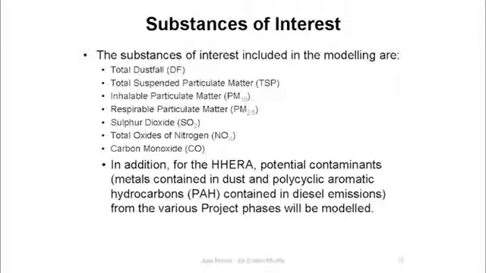The substances of interest to be included in the assessment include total dust fall and several types of particulate matter: total suspended particulate matter, TSP, and two smaller size fractions of particulate matter, PM10, which is sometimes called inhalable particulate matter, and PM2.5, which is sometimes called respirable particulate matter, sulfur dioxide, oxides of nitrogen, and carbon monoxide for the combustion emissions from the project. And in addition, I'll talk a little bit about this more in a minute, but for the human health and ecological risk assessment, potential contaminants including metals contained in dust and polycyclic aromatic hydrocarbons contained in diesel will be included to support the HERA analysis.